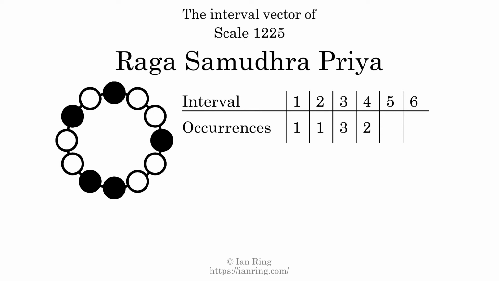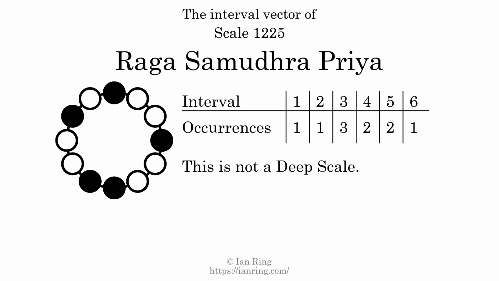There are 2 intervals with a size of 4 semitones. They are here, and here. There are 2 intervals with a size of 5 semitones. They are here, and here. There is one interval with a size of 6 semitones. It is here.